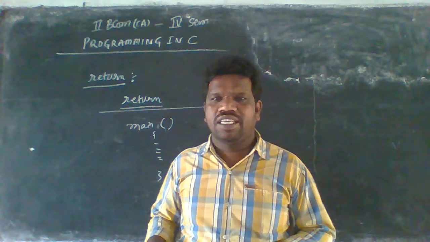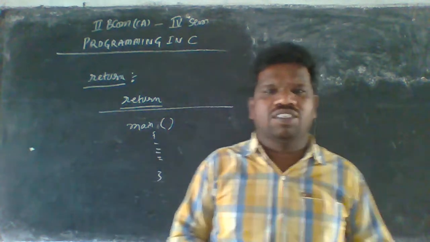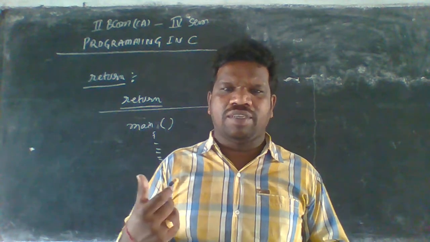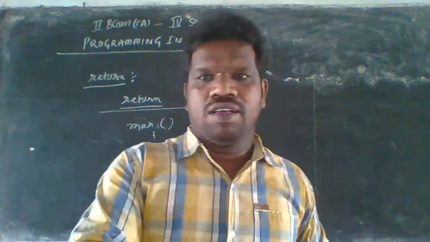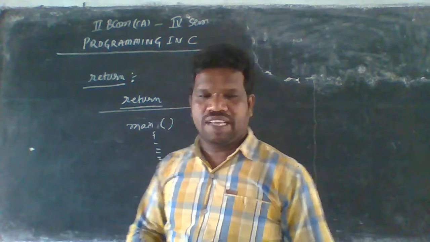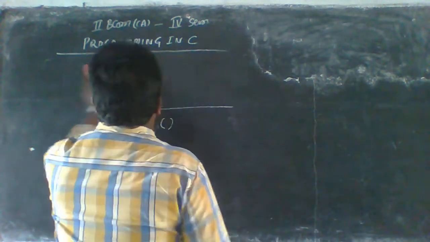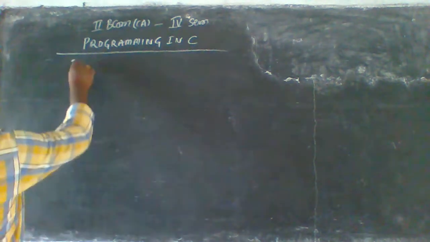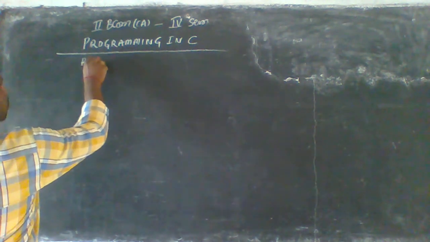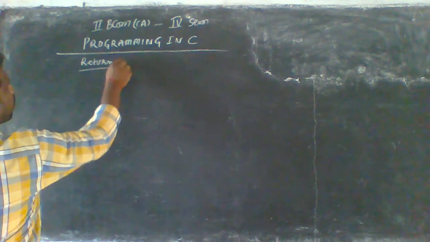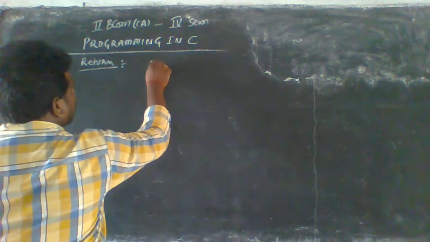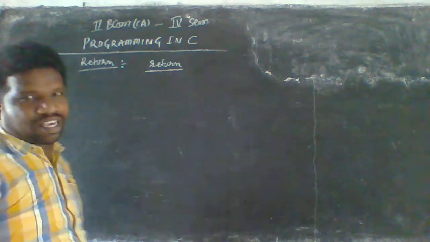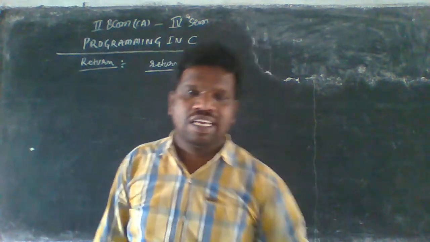Let us see. There are 4 types of functions available here, and how to declare this return statement in C. So we have to see the 4 types of declaration of return statements. The program name is return. The return keyword.